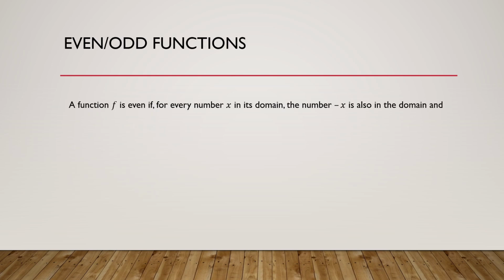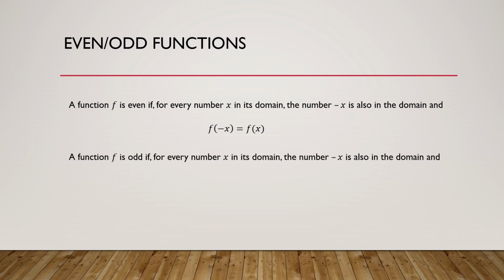A function f is even if for every number x in its domain, the number negative x is also in the domain, and f of negative x equals f of x. A function f is odd if for every number x in its domain, the number negative x is also in its domain, and f of negative x equals negative f of x.